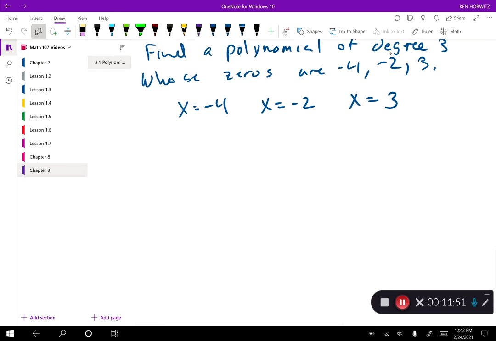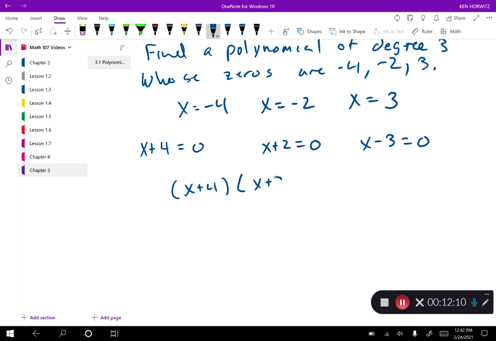So I'm going to scroll up for a little more room. I'm going to add 4. I'm going to say x plus 4 equals 0, x plus 2 equals 0, x minus 3 equals 0. And now each one of these was a factor, and the whole thing equaled 0. So we're working our way back up to that string polynomial that we had before.